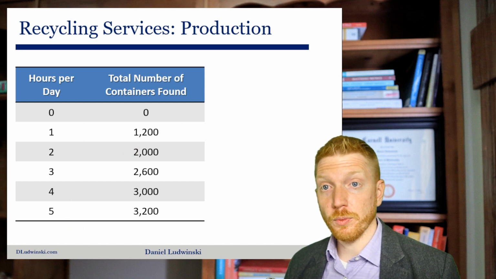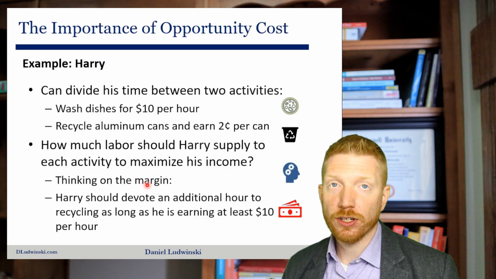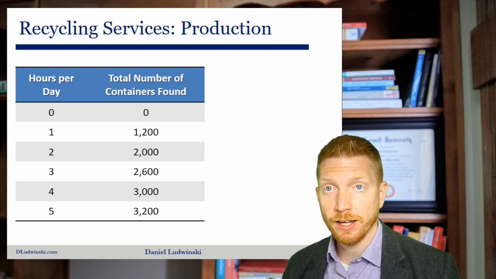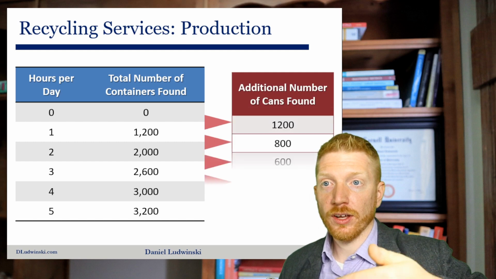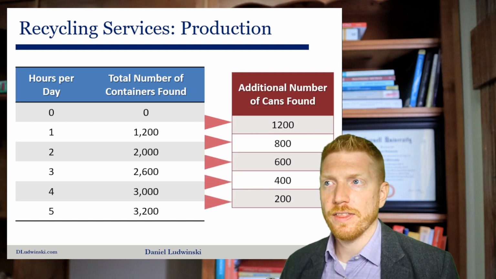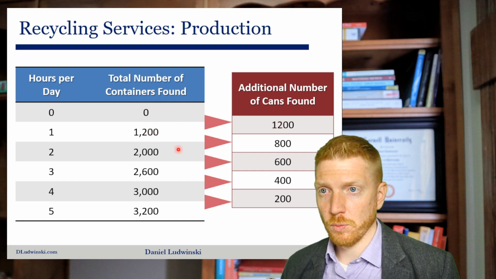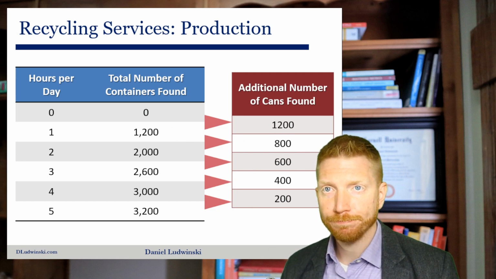Now, what we're going to want to do here is, as I mentioned, think on the margin. So we're going to be interested in not just the total number of cans found, but how many additional cans are found for each hour. And that's what's highlighted in this red table. So adding that 1,200 cans from 0 to 1, it's 800 moving from 1 hour to 2, etc., etc.